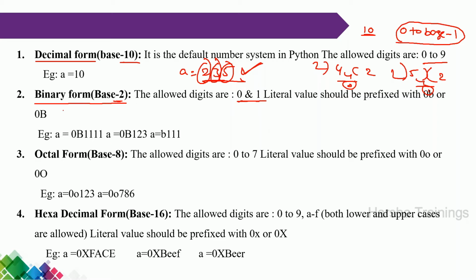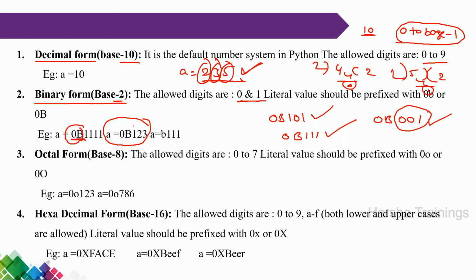So generally, a binary number is prefixed with 0b. If a number is prefixed with 0b, then only this is a binary number. Here 0b101, this is a binary number. 0b11, this is a binary number. 0b001, this is a binary number. Any combination of zeros and ones. But see this one here, it contains 1, 2, 3. This is not a binary number. You got it? That is invalid.